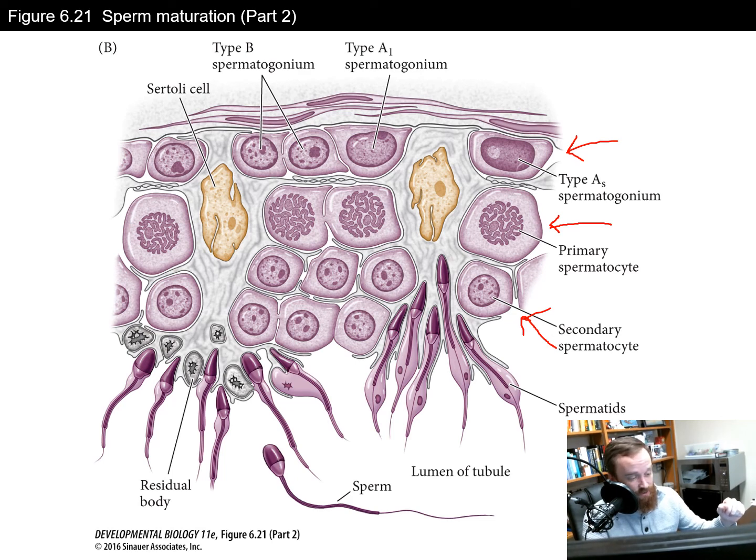Then, from the secondary spermatocyte, it fully matures and moves towards the lumen, towards the inside, because it needs a way of exiting the body, right, for reproductive purposes. So it moves towards the lumen and develops fully into spermatids.